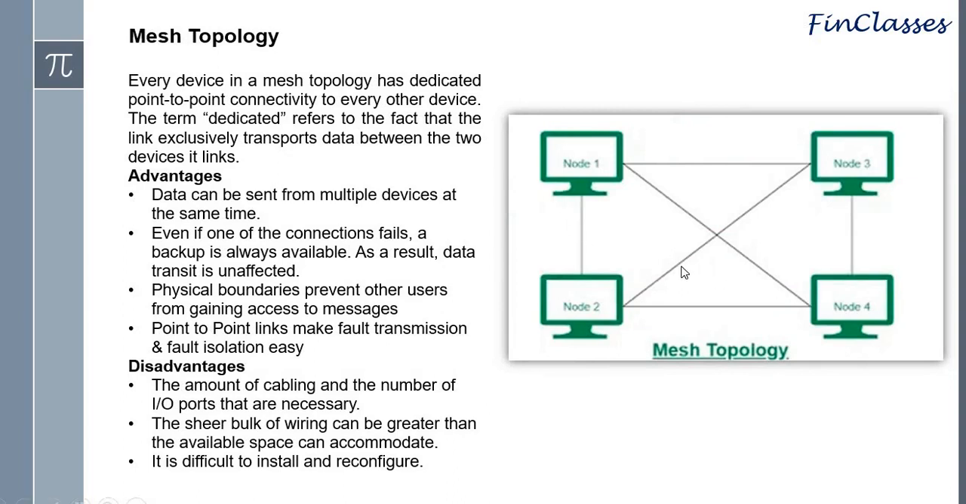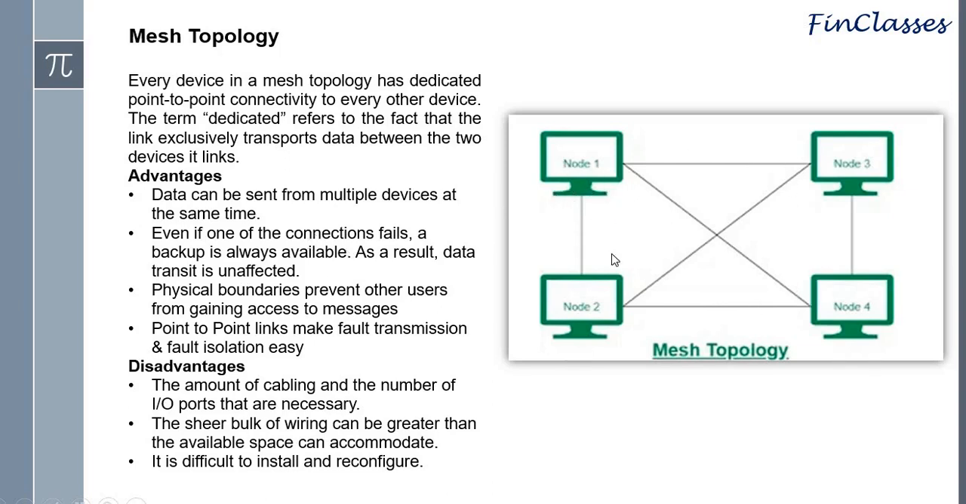By looking at the figure itself, we can see that every node, every device, or every computer is connected to each one in the entire network. So there is a dedicated point-to-point connectivity in this mesh topology, exclusively transporting data between two device links. Let us understand the advantages.